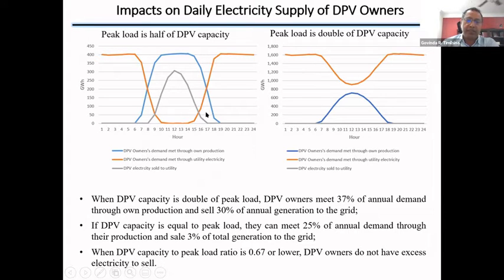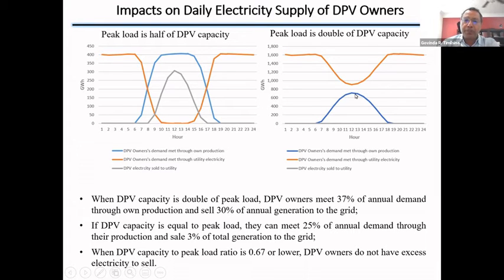But if the size of the DPV is smaller, for example, in this case, with 67% of the peak load, then they will not be able to sell any electricity to the grid.